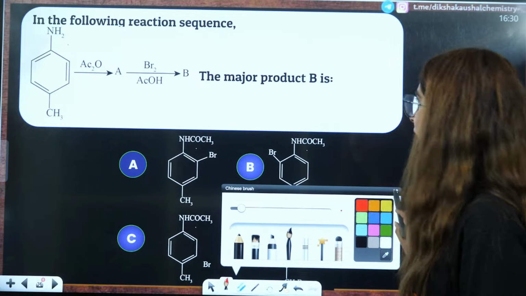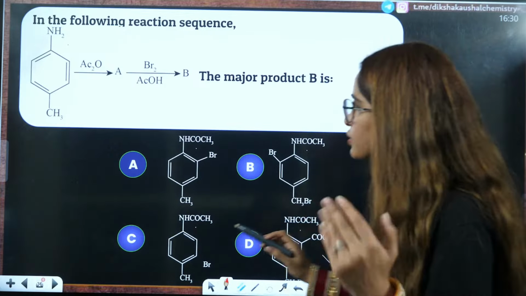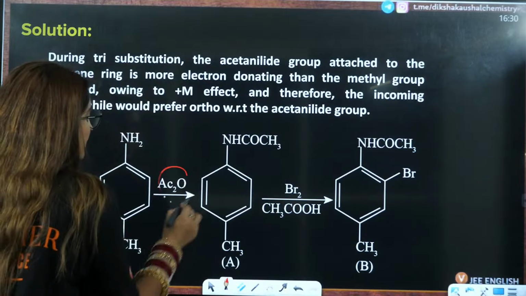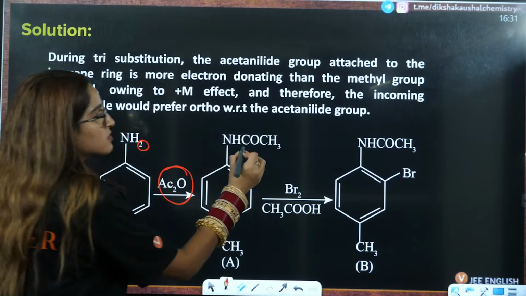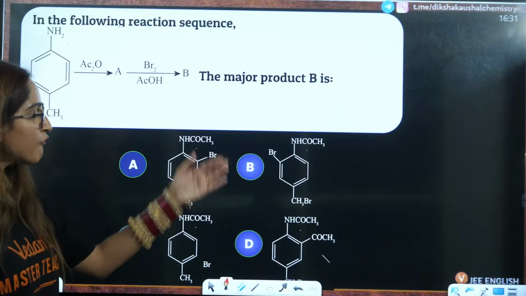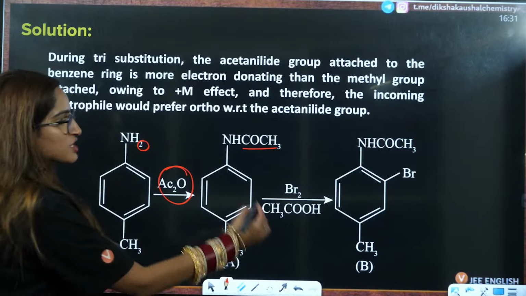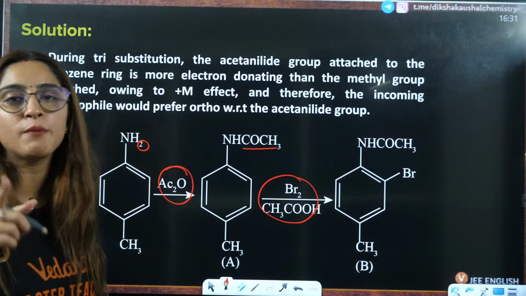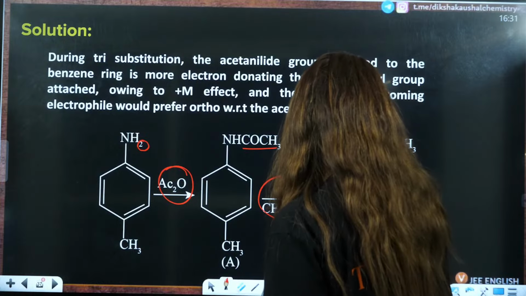Next question we have is, in the following sequence, this is sequence based, so we will directly see what exactly we are doing here. This is nothing but acetylation. That means one hydrogen is replaced by COCH3, right? After that, in acetylation, wait a minute, where it was? Whenever you are adding Br2, that will be attacked to the para position first. So para position is this one here.